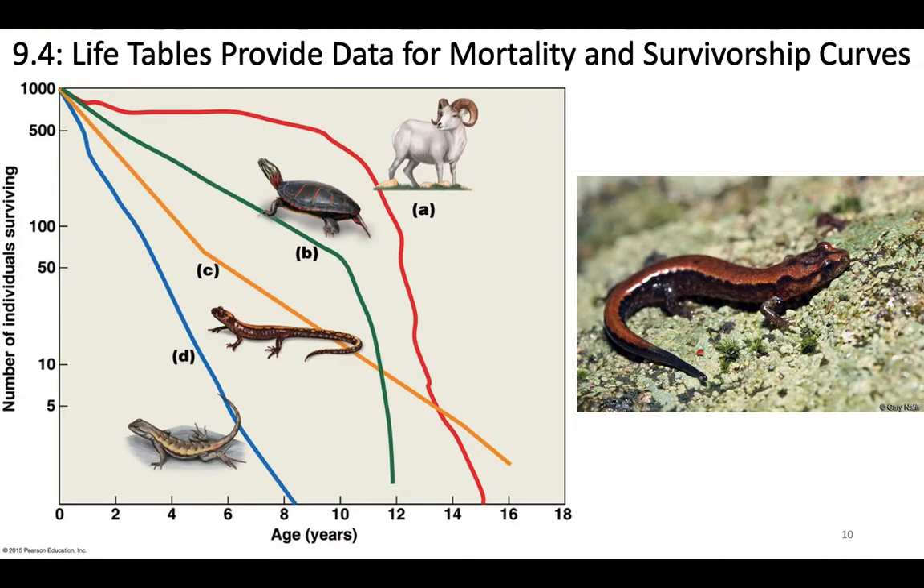Now, like I said, type 1, type 2, and type 3 are idealized survivorship curves. Not all species are going to fit that.